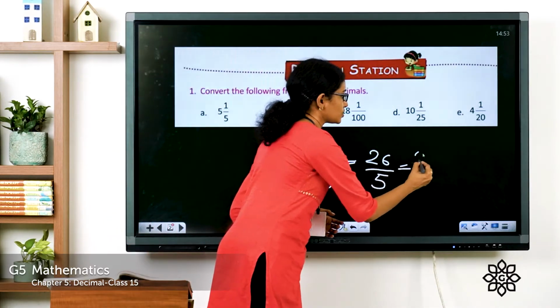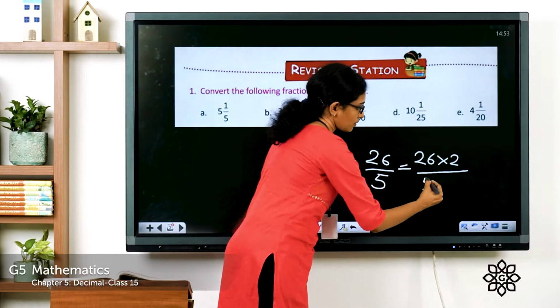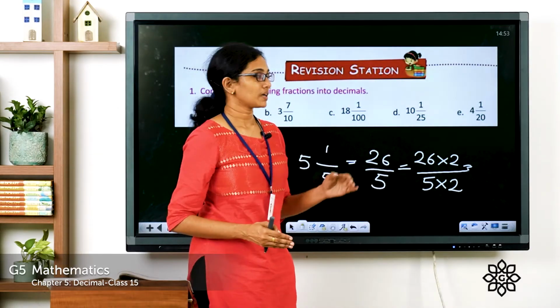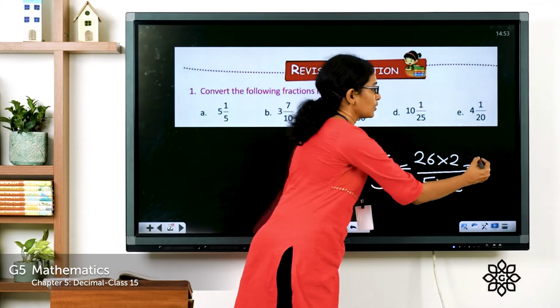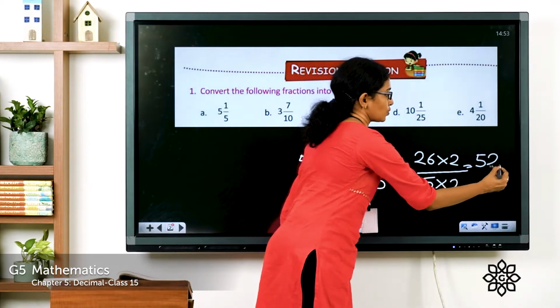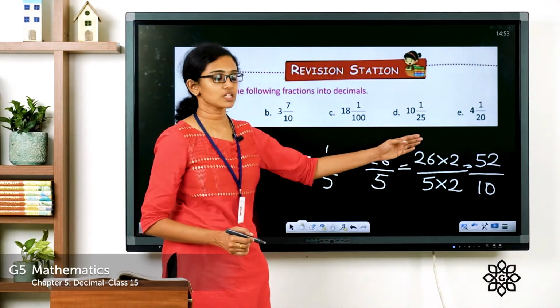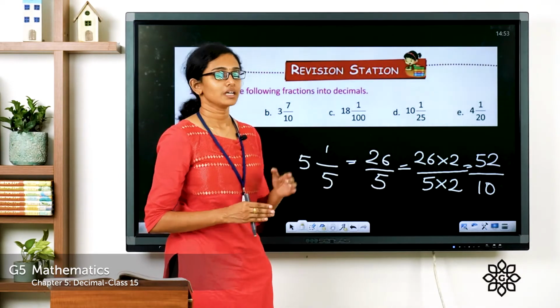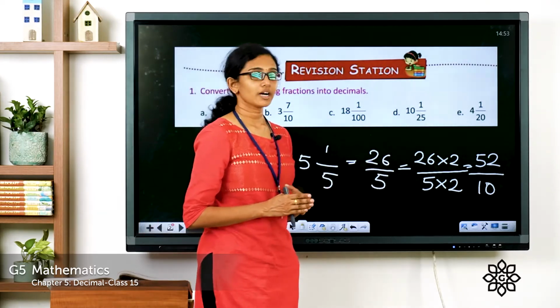So, this would be equal to 26 into 2 by 5 into 2, which is equal to, what is 26 into 2? 26 into 2 is equal to 52 divided by 10. So, right now we have 52 divided by 10, a whole number divided by 10. That we can easily convert to a decimal number. So, what is 52 divided by 10?